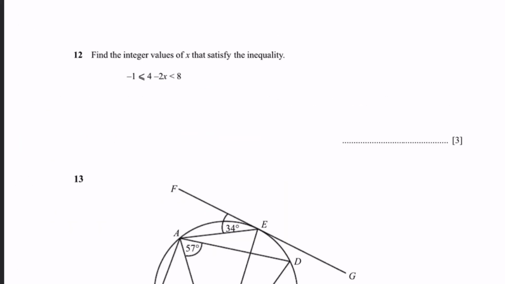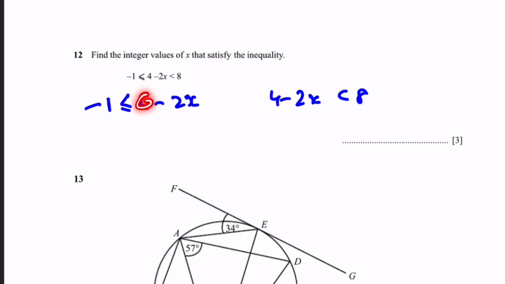Question 12. Find the integer values of x that satisfy the inequality minus 1 less than or equal to 4 minus 2x less than 8. Let's split this into two separate inequalities. So minus 1 less than or equal to 4 minus 2x, and 4 minus 2x is less than 8.